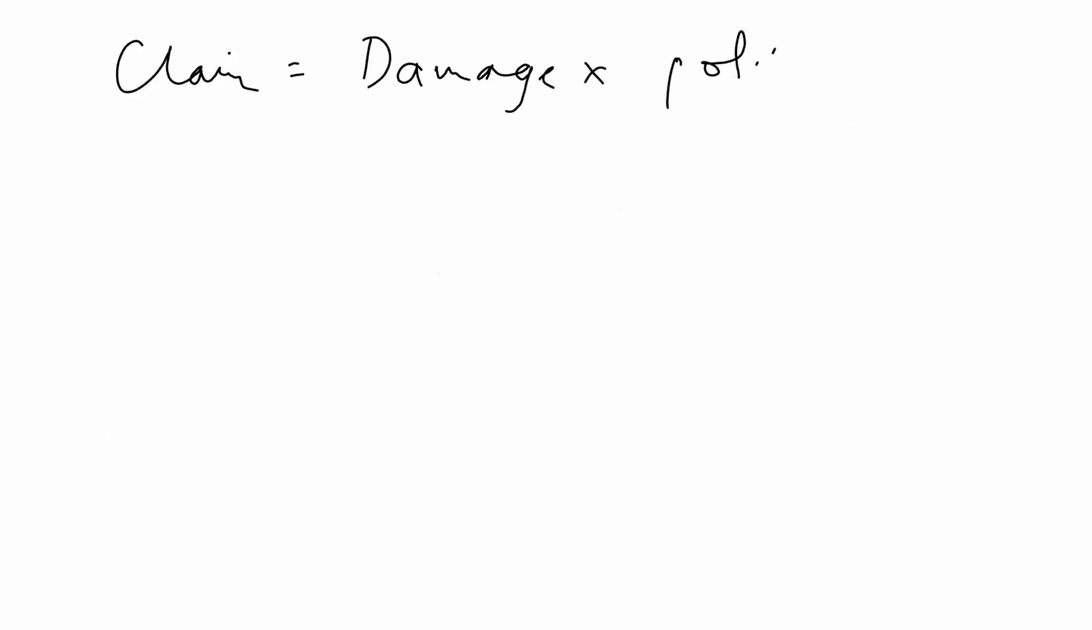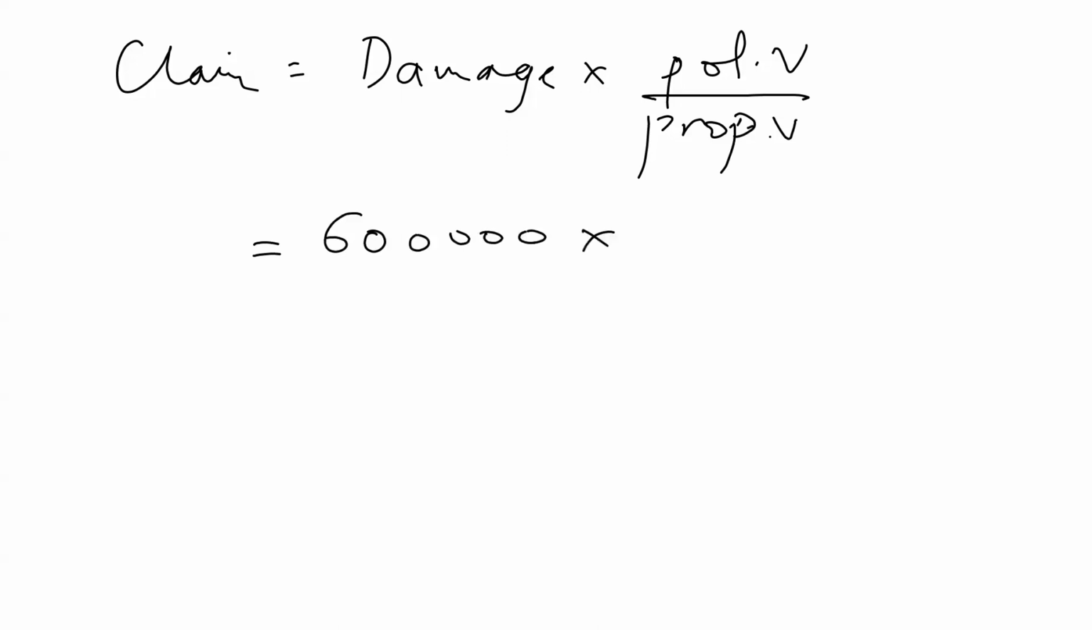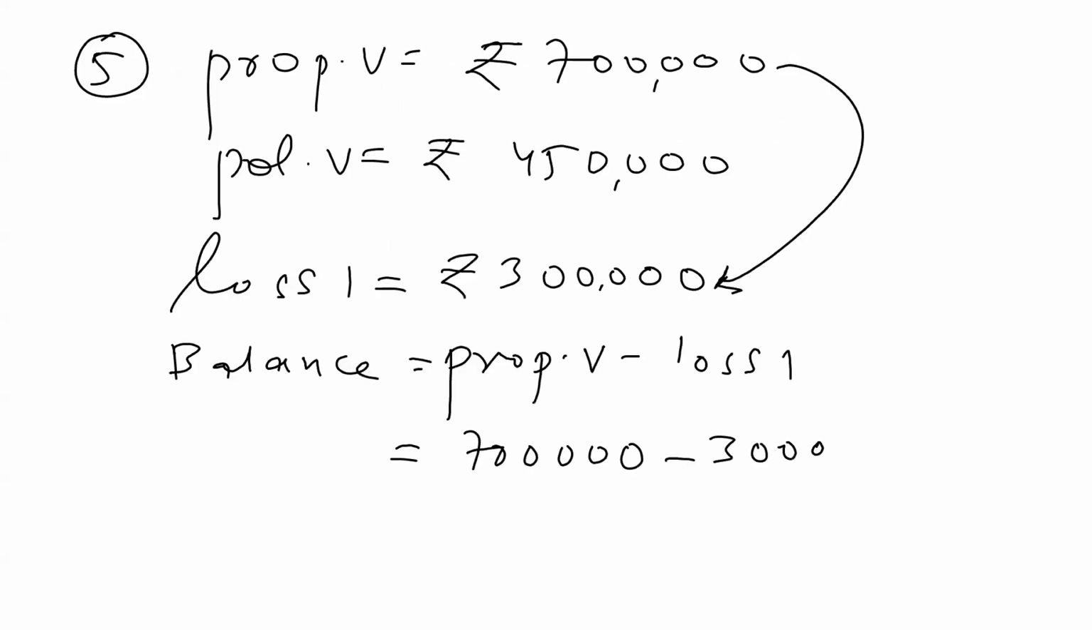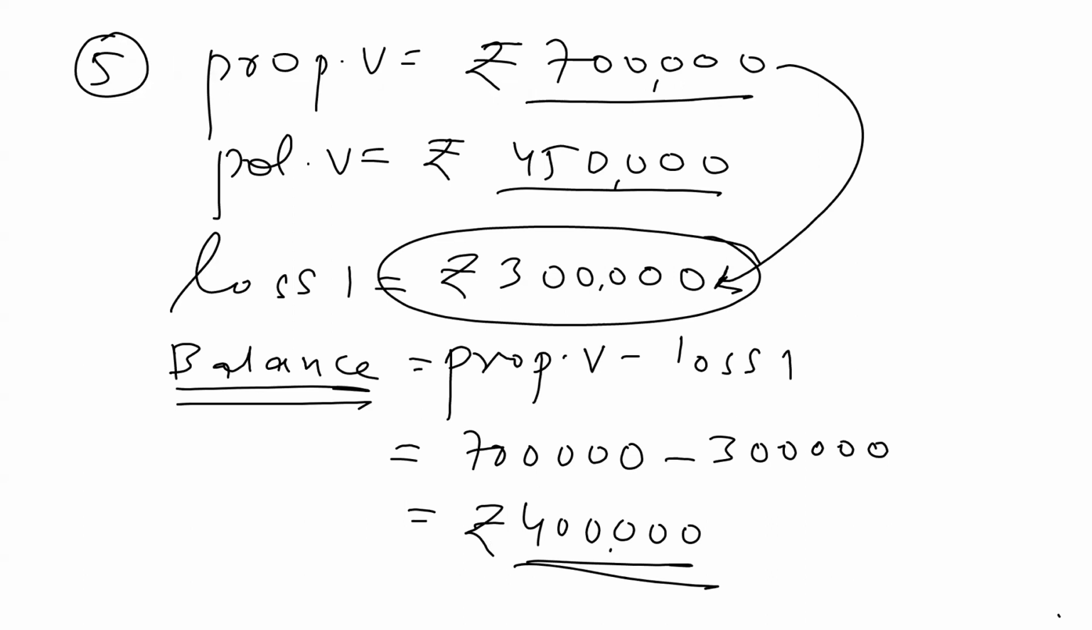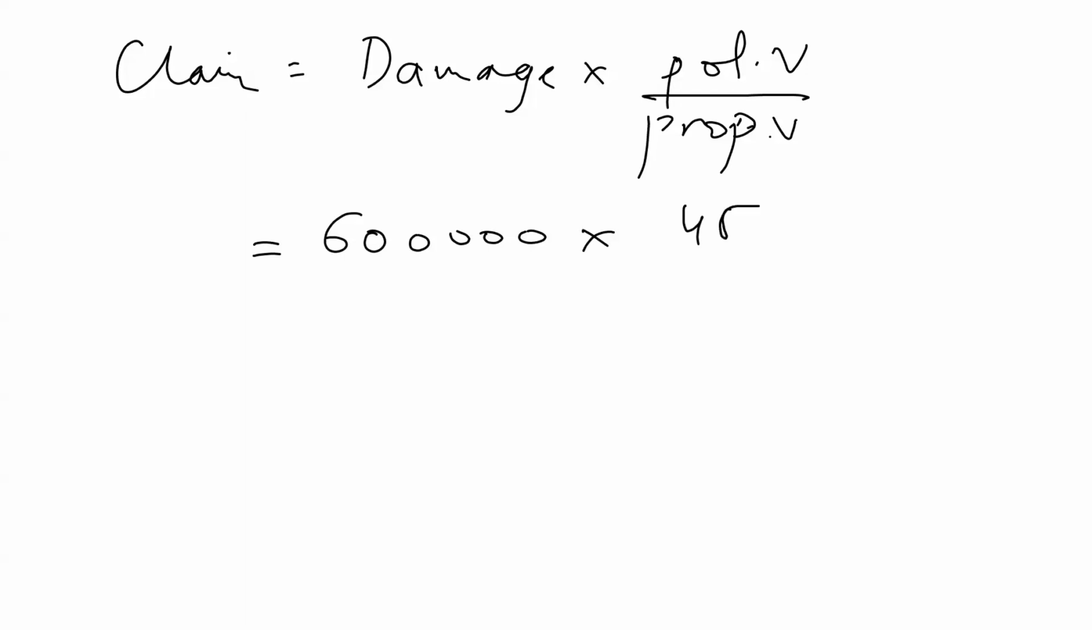Now claim is equal to damage into policy value upon property value. So the damage is 6 lakh. Policy value we already have written over here in the problem. That's 4,50,000 and the property value is 7 lakh. So this is 4,50,000 upon 7 lakh. Okay, so you can cancel the zeros over here. 5 zeros and 5 zeros are gone.